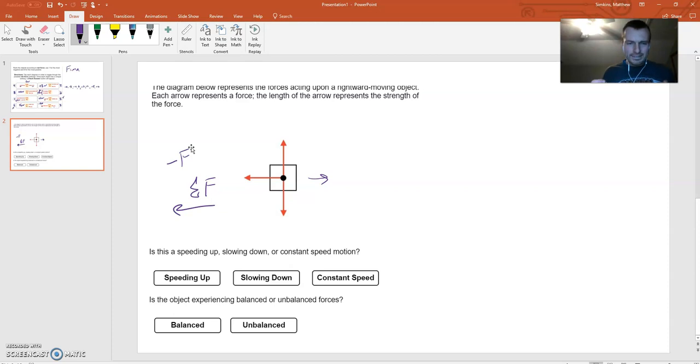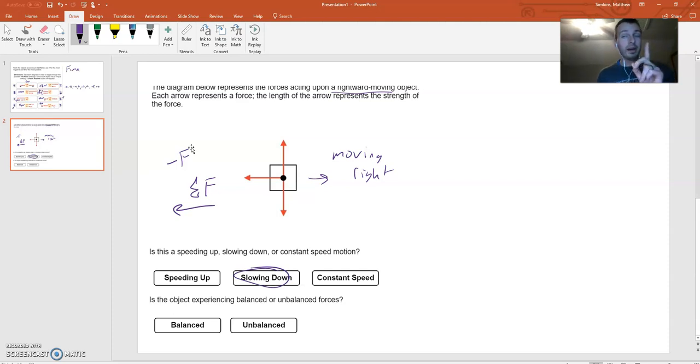And so if we're moving to the right, because that's what the problem said. It said a rightward moving object. If you're going right, but experiencing a force to the left, guess what? You're going to slow down, okay? So that's how you pick the first answer there.